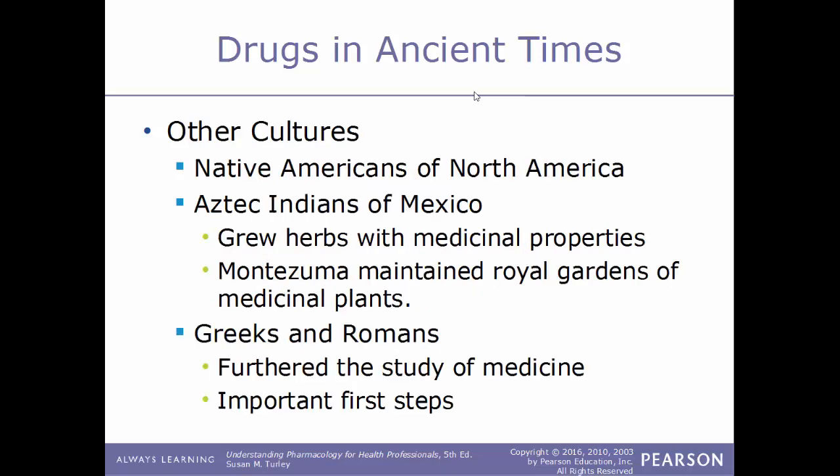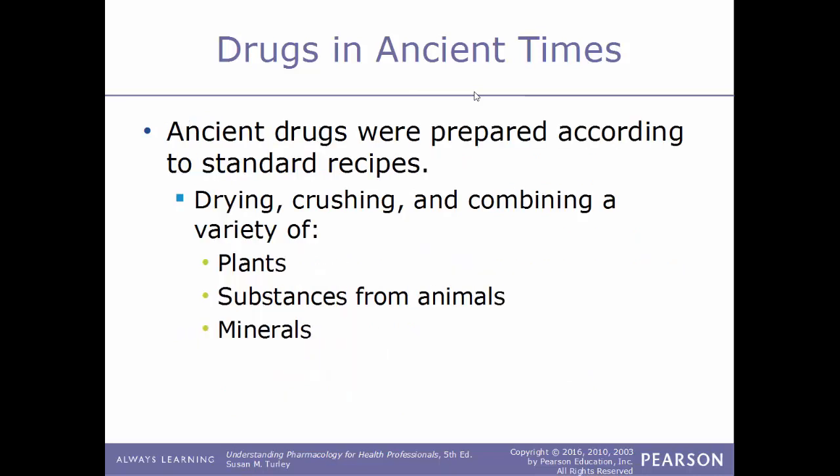Some other cultures, Native Americans, also used herbs as a way to treat disease. The Aztecs of Mexico made an effort to grow herbs with medicinal properties, and the leader Montezuma maintained royal gardens of medicinal plants. And the Greeks and Romans helped to further the study of medicine, not only pharmacology, but in all branches of medicine. Now, ancient drugs were prepared according to standard recipes, so by drying and crushing and combining a variety of plants and substances from animals and minerals.